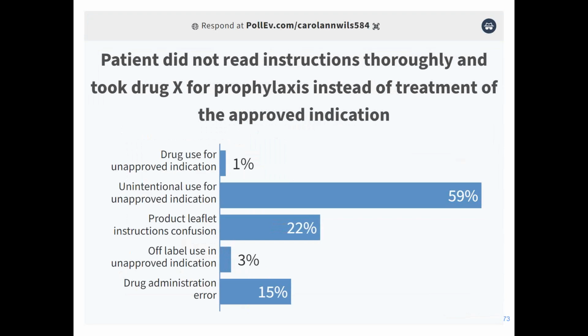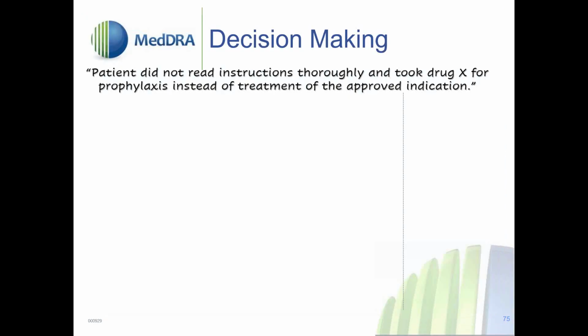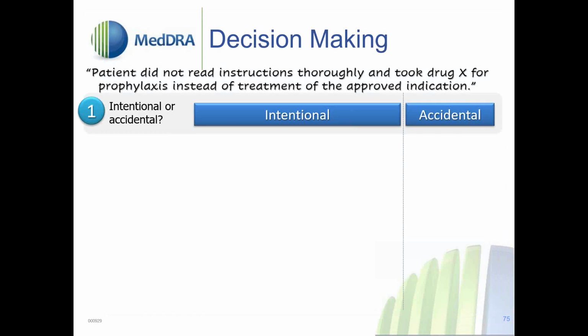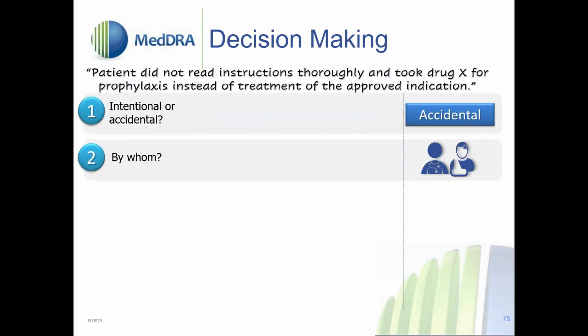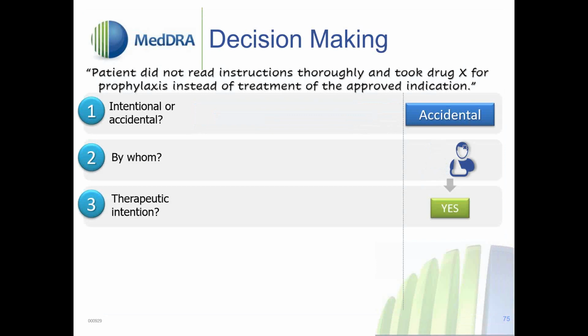Let's see what you're going. Unintentional use for unapproved indication, product leaflet instruction confusion, or drug administration error are the favorites here. So let me close the poll and first use our decision chart again to classify the incident first. We know the incident happened accidentally. Here we are. We know that it was caused by the patient, and we know that it was in the context of therapeutic use. So meaning that this verbatim describes a medication error.